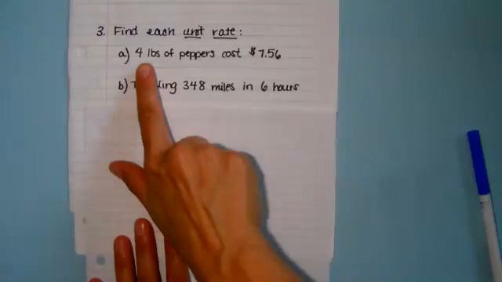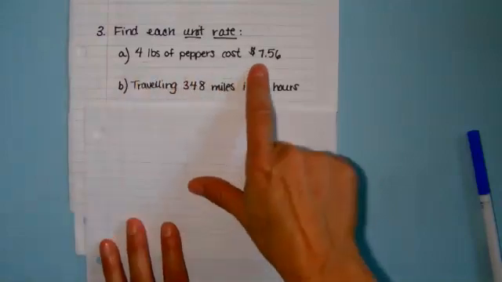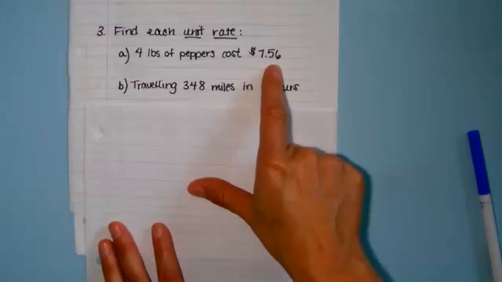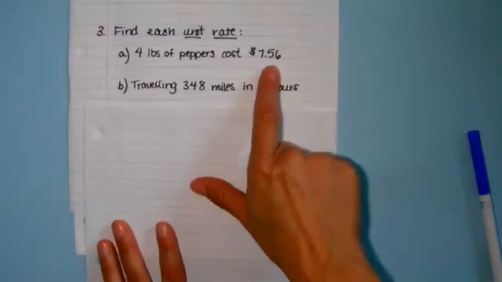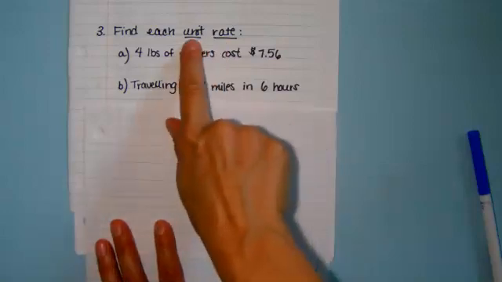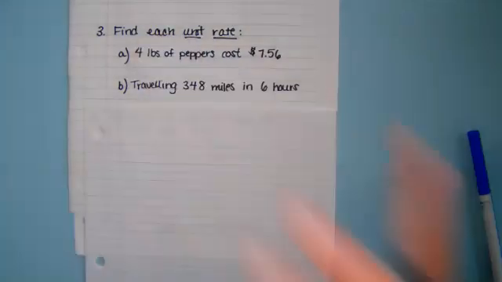So 4 pounds of peppers cost $7.56. So we're trying to figure out, what if you only wanted to buy 1 pound of peppers? What does it cost? Right? So think about that logically. What do you do to figure it out for one? Divide. That's what it means. Anytime you see the word unit, that means we're figuring it out for one. So we're going to divide that.